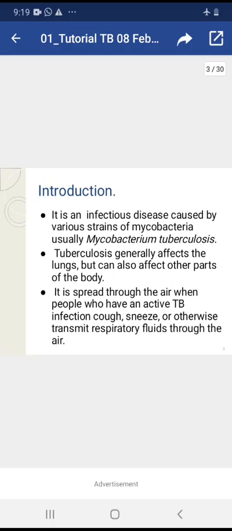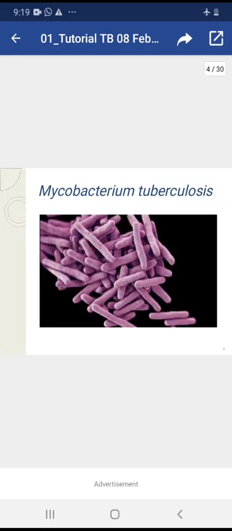Introduction of TB. It is an infectious disease caused by various strains of mycobacteria, usually Mycobacterium tuberculosis. Tuberculosis generally affects the lungs but can also affect other parts of the body. It is spread through the air when people who have an active TB infection cough, sneeze, or otherwise transmit respiratory fluids through the air. Here is a picture of Mycobacterium tuberculosis.